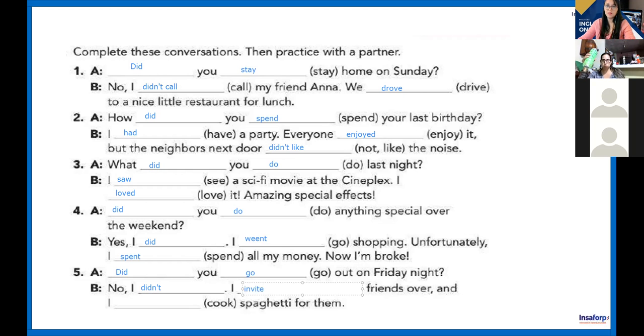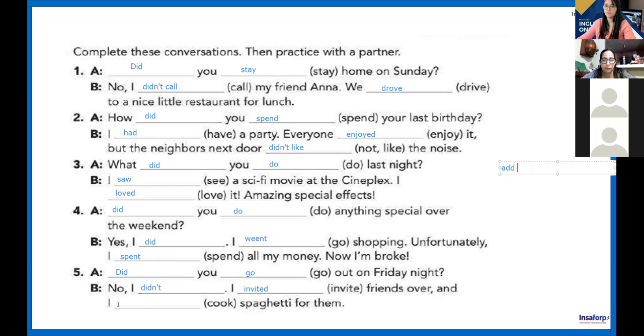I invite. In past. ¿Y cómo me quedaría en past? How can I do this in past? Y él solo agrega la D. We have to add, right? Tenemos que agregar. I don't remember the pronunciation. Invited. Friends over.